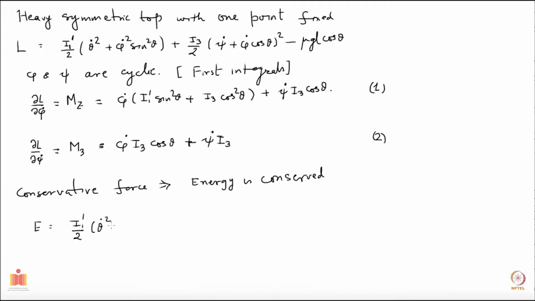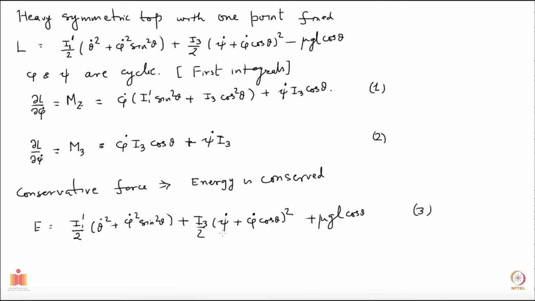I1 prime over 2 times theta dot square plus phi dot square sine square theta. These are your kinetic terms which I am writing right now. Plus I3 over 2 times psi dot plus phi dot cos theta square. This is your kinetic energy, and then you have the potential energy mu g L cos theta. Okay, that's our equation number 3.